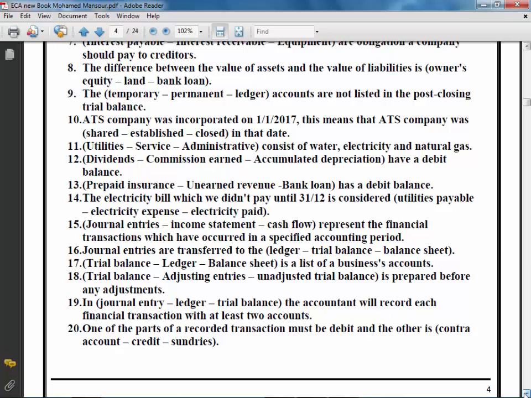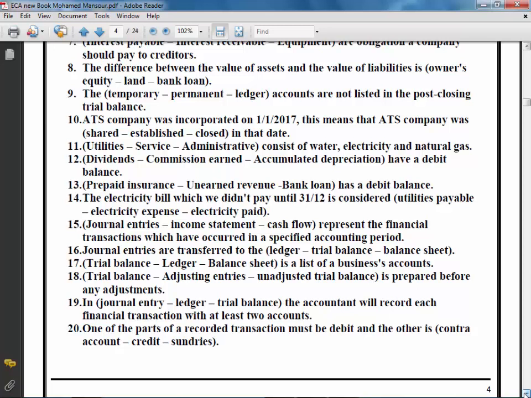Number 13. Prepaid insurance, unearned revenue, bank loan has a debit balance. Bank loan is a liability, so its balance is credit. Unearned revenue, this is an obligation for our company, so unearned revenue has a credit balance also. So prepaid insurance has a debit balance. The answer is prepaid insurance.